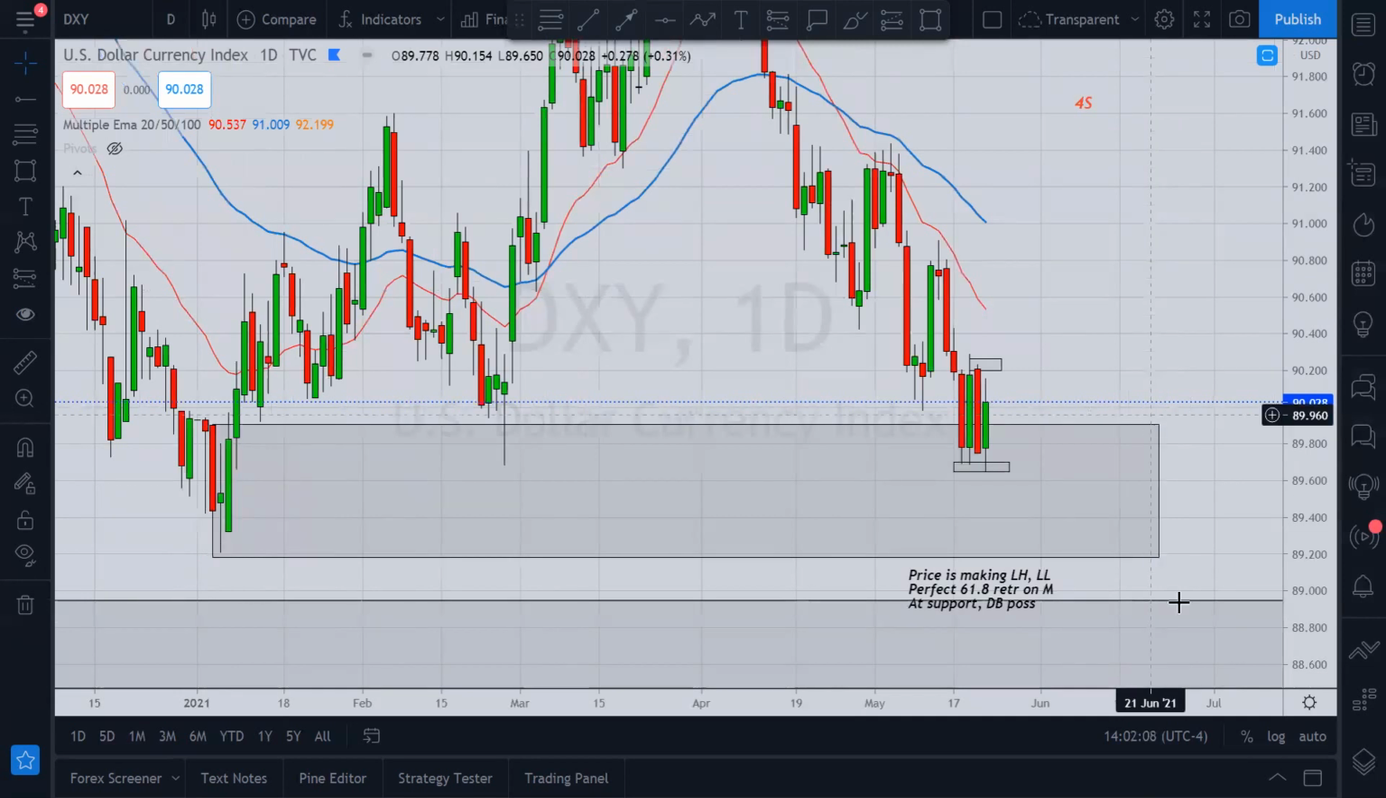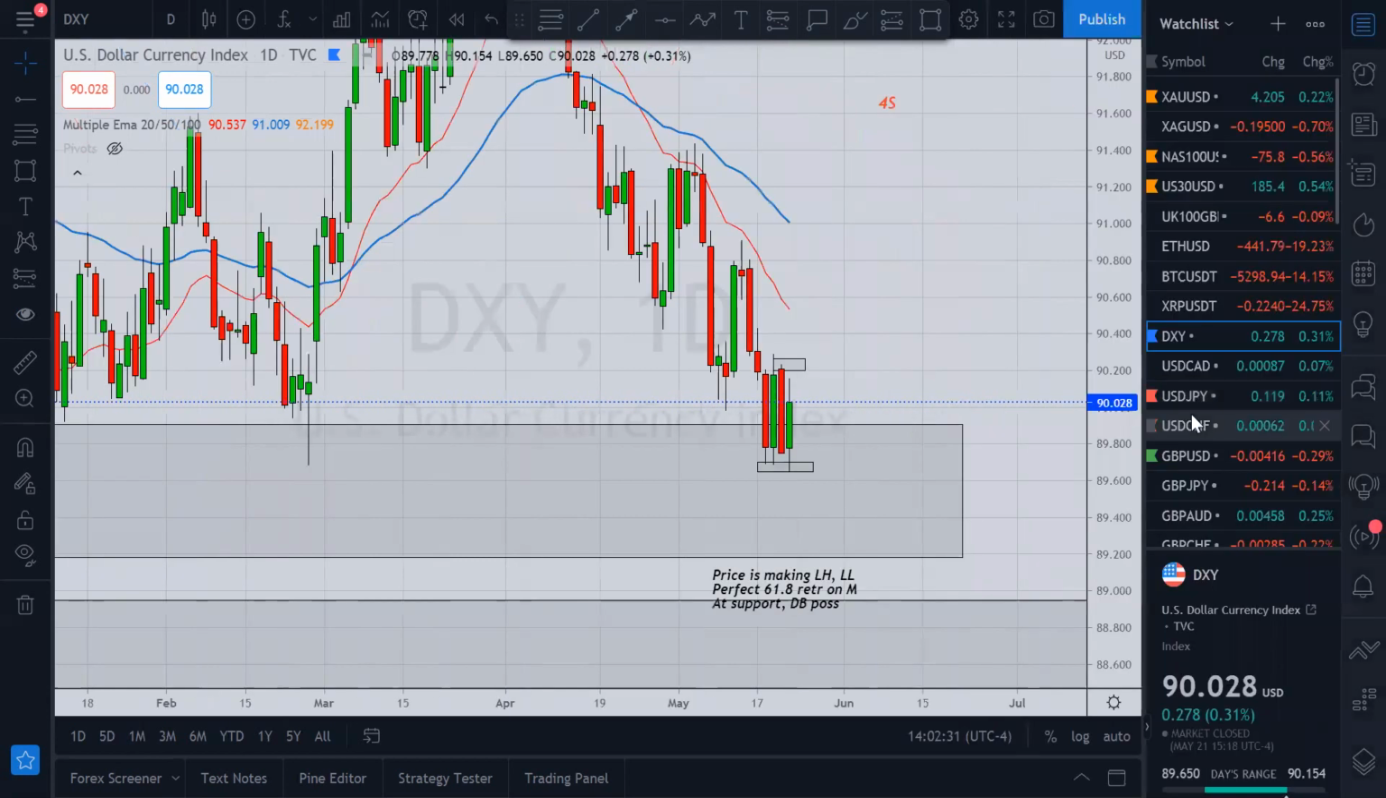Okay, we don't have to worry about down here right now, but I'm looking at this support to see where it might go. If we get a wick fill, a filling of this wick here, and price continues up, I'm going to be looking to play towards the US dollar strength. All right, now let's go to the pairs.